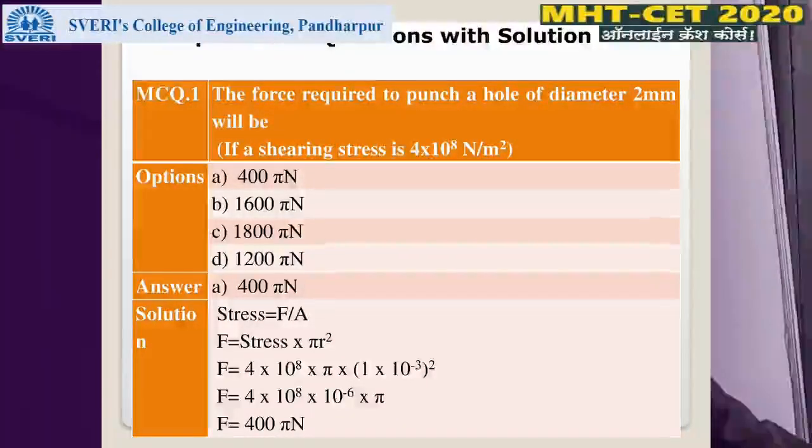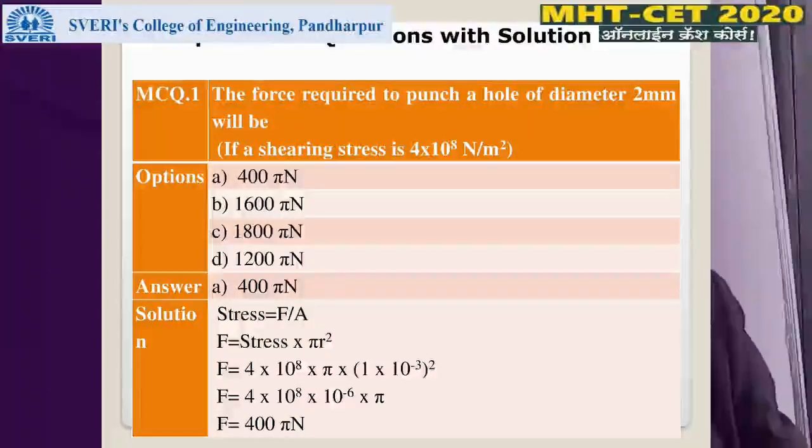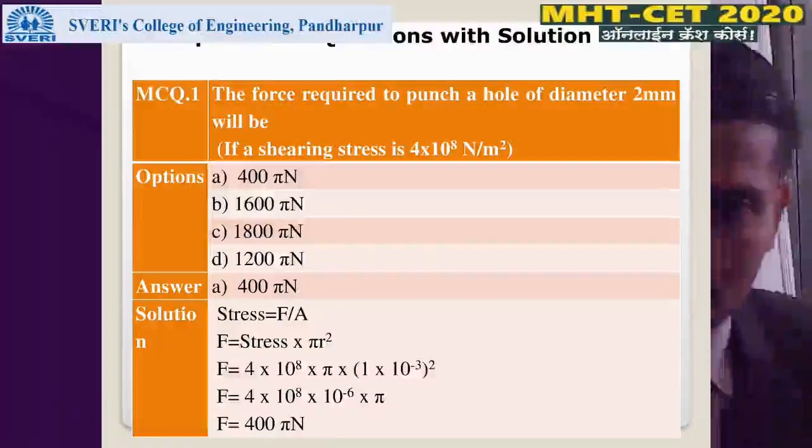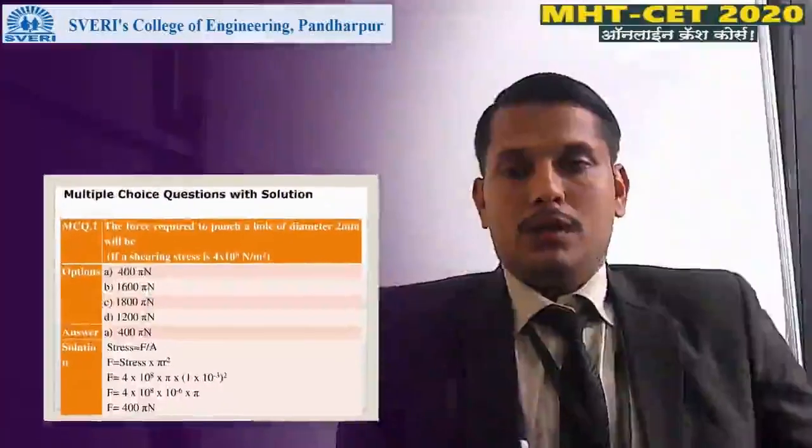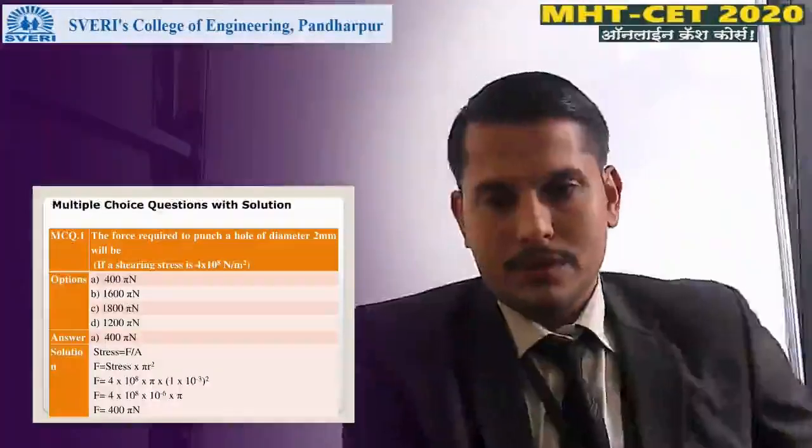The force required to punch a hole of a diameter 2 mm will be. So this value is given to us, which is diameter. Of course we have to use that value as given value, and shearing stress is also given, that is 4 into 10 raised to 8 Newton per meter square. Now options are there, answers also I have written, but how that answer comes?